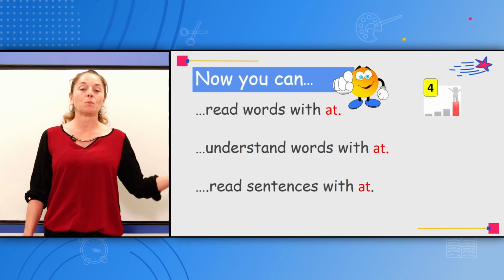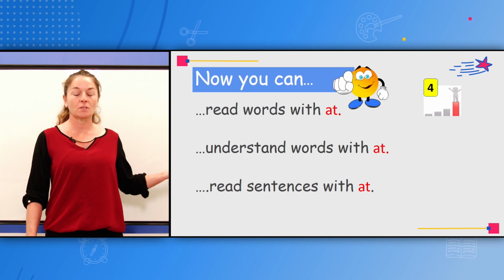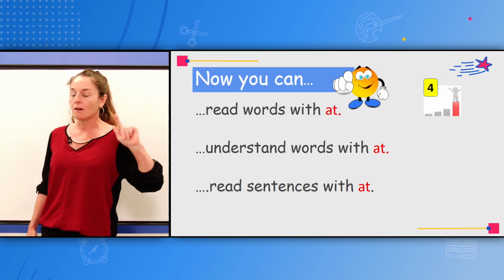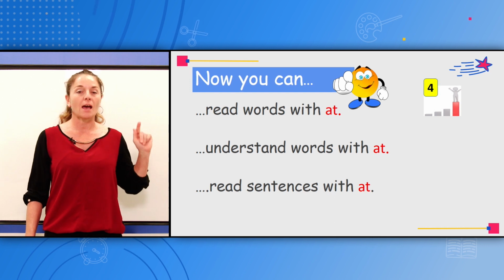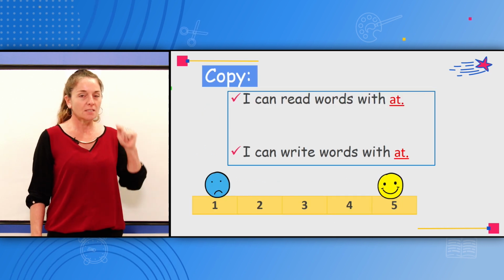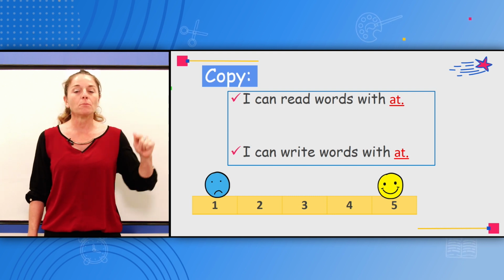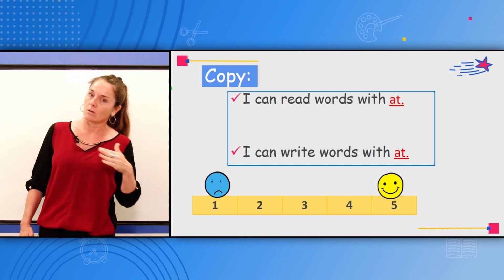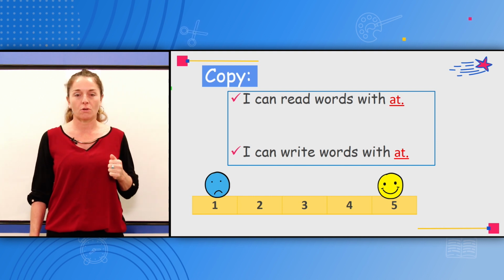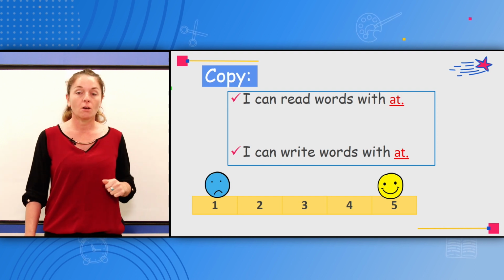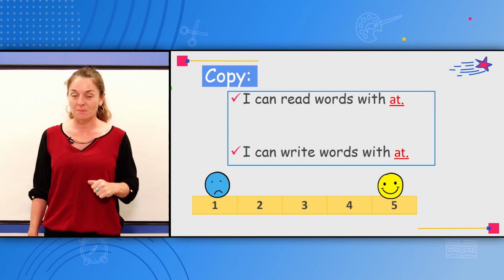Now you can read words and understand words and read sentences and even a story, all with the sound at. Yes, check yourself. See that I'm right. I'm sure you will get more towards 5, not 1. I'm sure. You can read and you can write words with at.